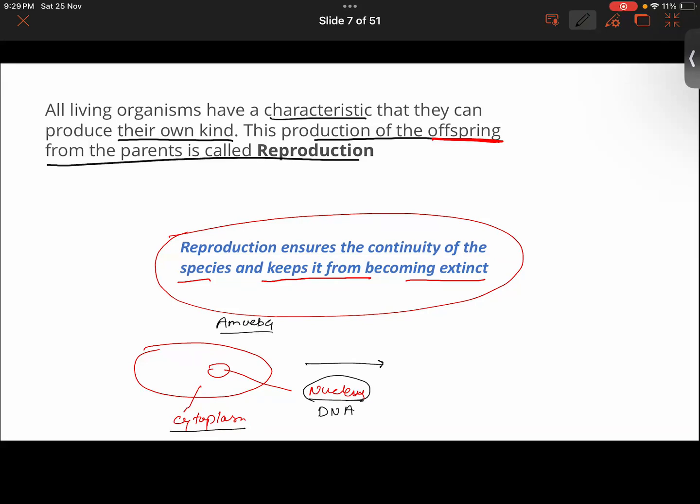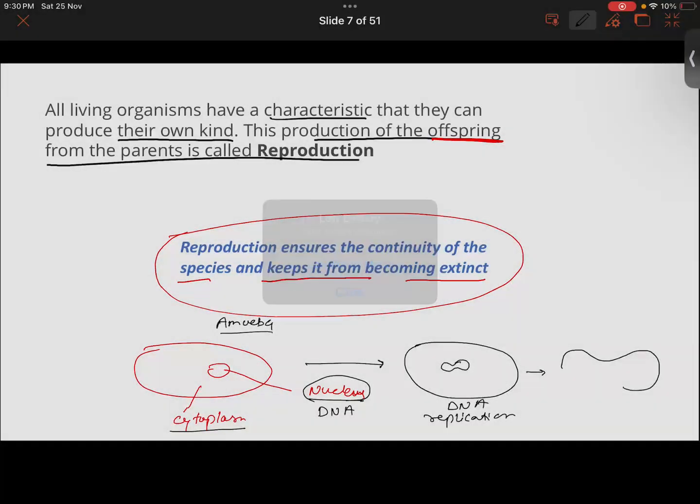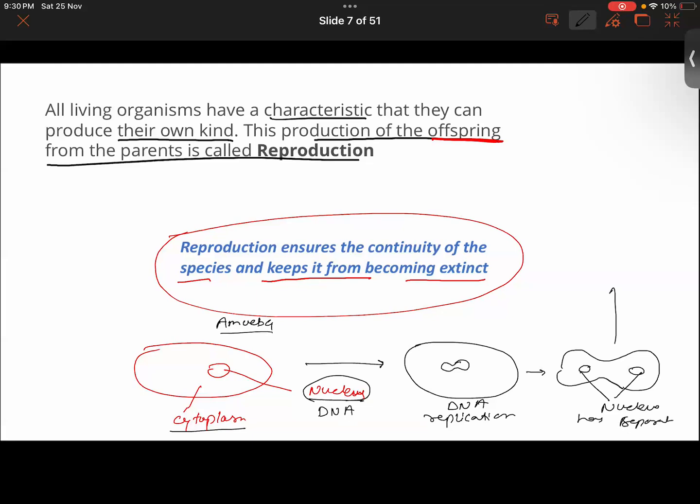So microorganisms like amoeba, or bacteria, what will happen first? The nucleus will start to divide like this. So DNA replication is taking place here. DNA is separating and replicating into two. Second, the cell will become like this. Now what is happening? The cytoplasm is also separating. The nucleus has already separated, and later on the cytoplasm will also separate.